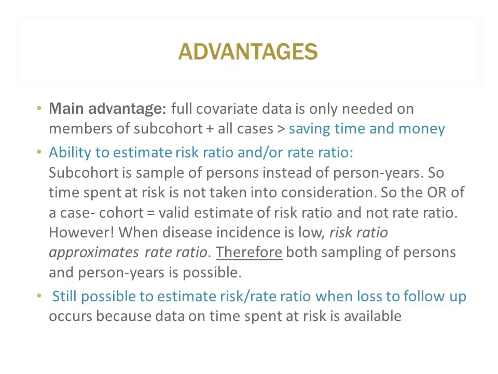Another advantage is that risk ratio and rate ratio can be measured in a case cohort study. The researcher samples from the members of the full cohort, which is a representative sample of persons instead of person years. So the time spent at risk is not taken into consideration. So the odds ratio from a case cohort study should be viewed as a valid estimate of the risk ratio and not of the rate ratio. However, when disease incidence is low, which often happens in a case control study, the risk ratio approximates the rate ratio. Therefore, both sampling of persons and of person years is possible in a case cohort study.